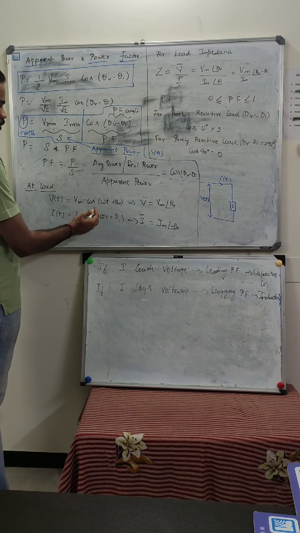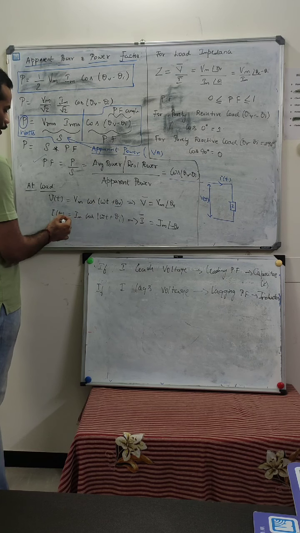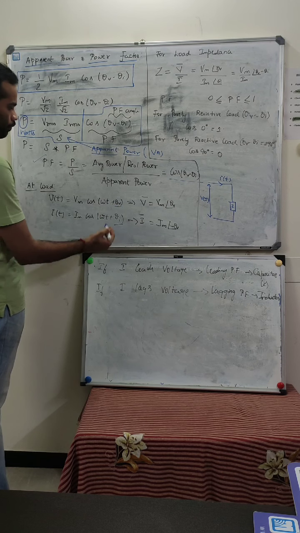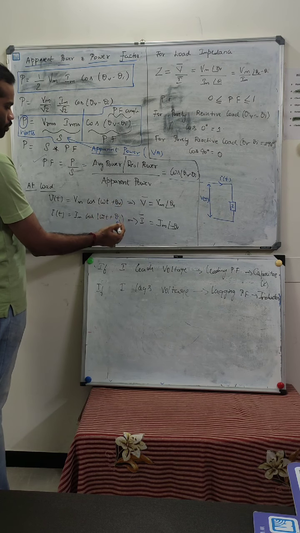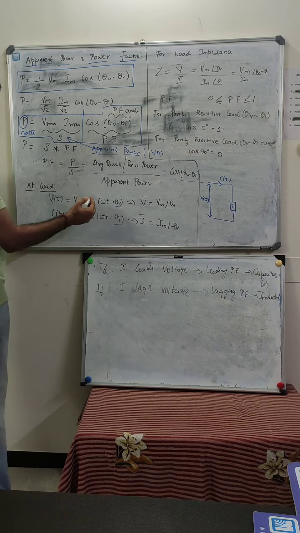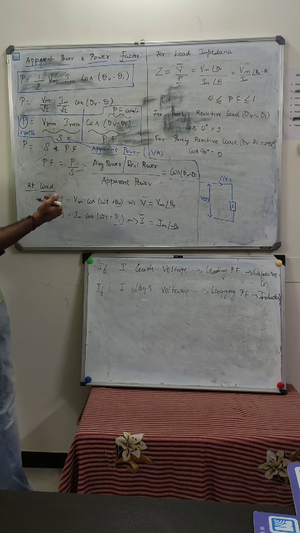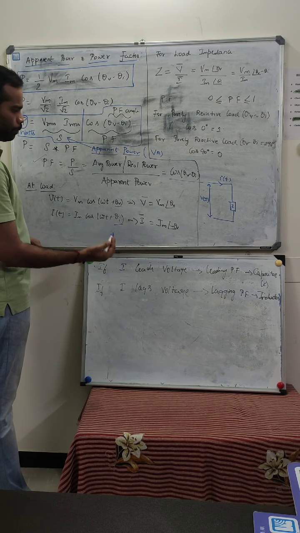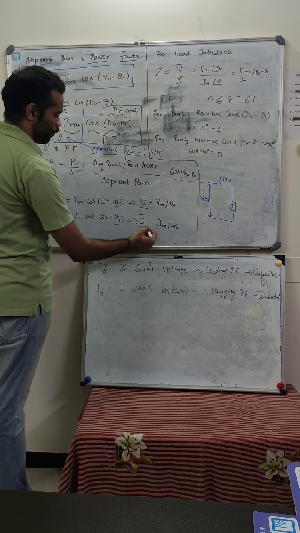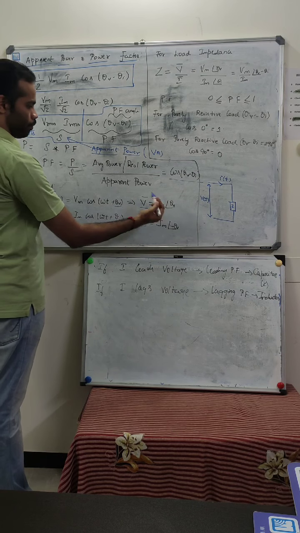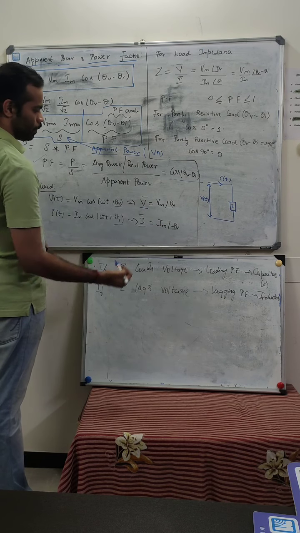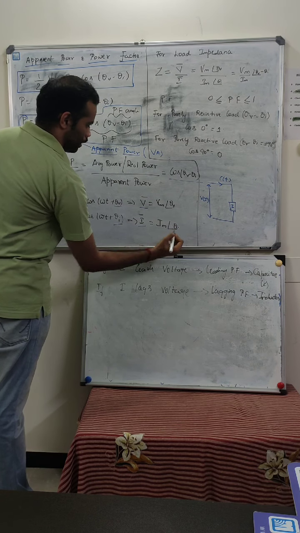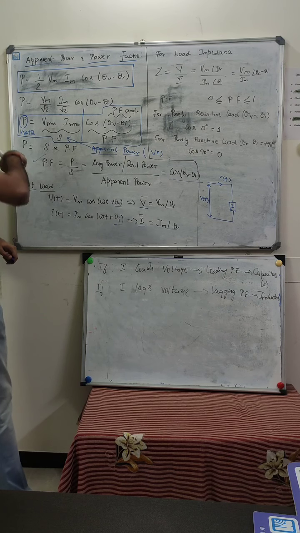So V of t is nothing but Vm cos of omega t plus theta V, and I of t is nothing but Im cos of omega t plus theta I, where theta V and theta I are the phase angle of your voltage and the phase angle of your current. Similarly, you can represent the same time dependent form in time independent form. When we go for the time independent form, we measure in terms of phasors. Okay, so V phasor is given by Vm angle theta V and I phasor is given as Im angle theta I.